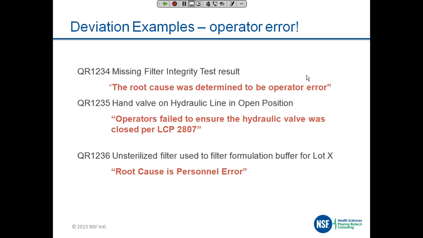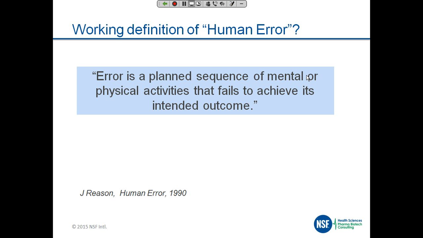So let's get to reality. These are just a few very short examples of deviations where the operator was cited. Missing filter integrity test result. Hand valve left in the open position. Unsterilized filter used to filter a formulation buffer. In each of these cases, operator error had been cited, and these are typical situations, and interestingly, the operator was called out. So what would be a working definition of error?